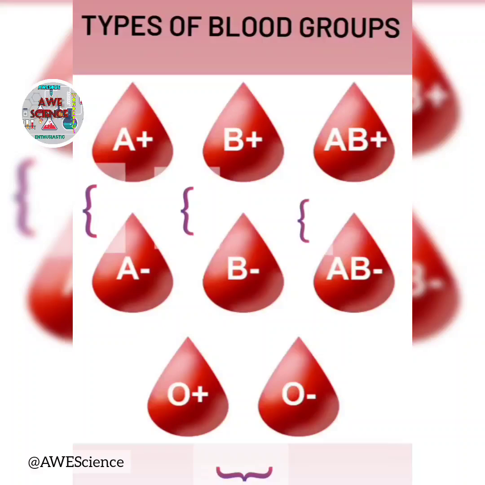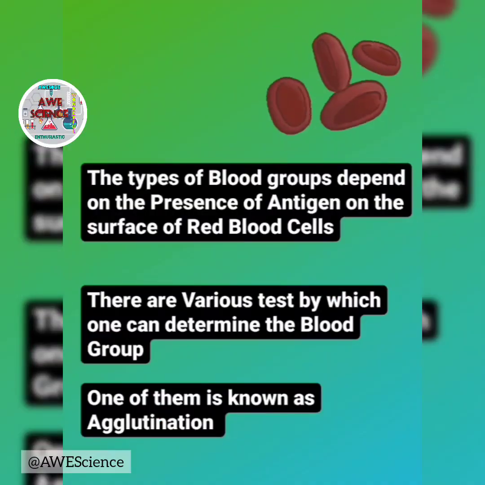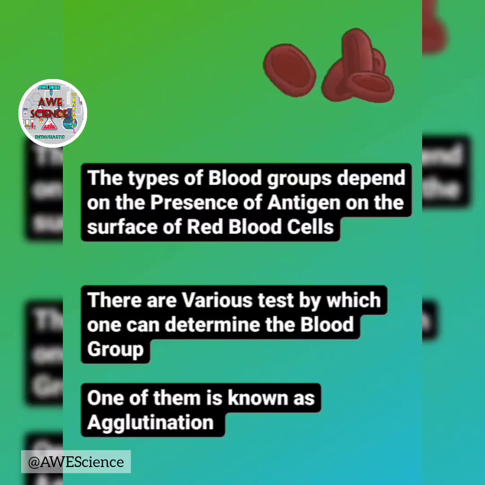In the picture you can see there are letters A, B, AB and O. If the letter A is written with a positive or an addition sign, it is known as A positive. And if the letter A is written with a negative sign, it is known as A negative. In the same way we have B positive, B negative, AB positive, AB negative, O positive and O negative blood groups. The types of blood groups which we saw earlier depend on the presence of antigens on the surface of red blood cells.